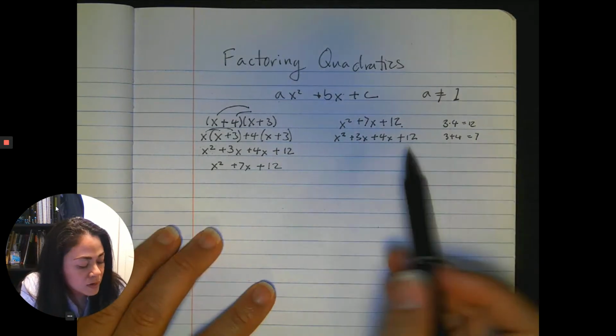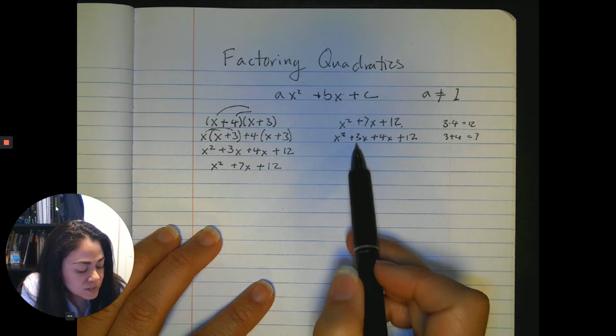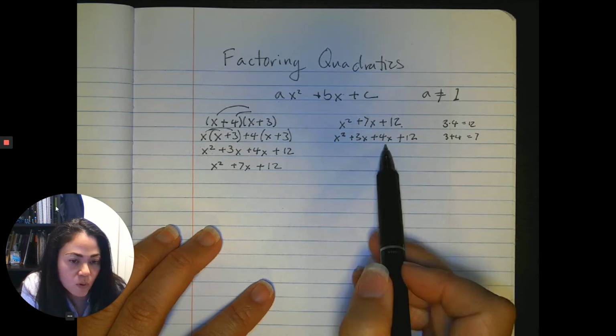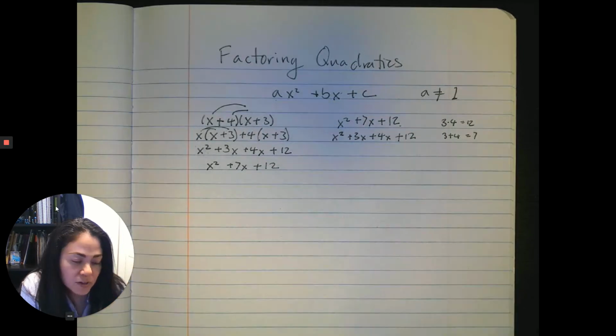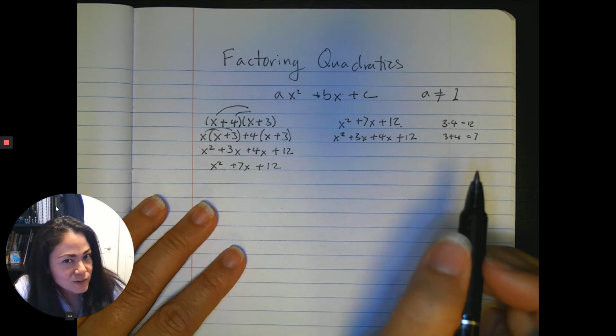Okay, so here you go. We just took that 7x and rewrote it as the sum of 3x and 4x. Nothing's changed as far as the value goes, right? Just writing it in a different way, that's going to be useful.